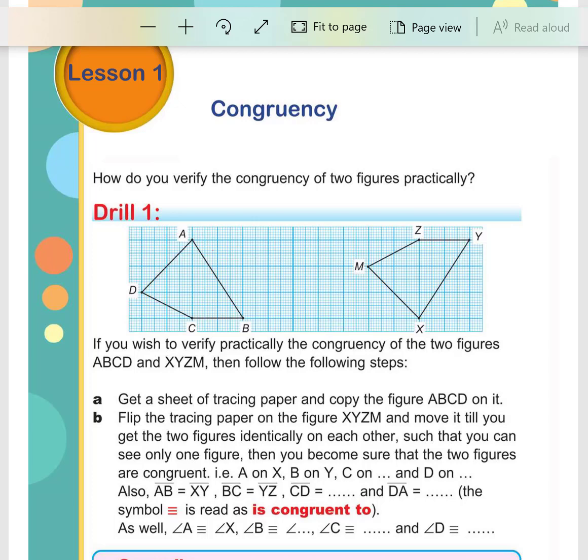Dear students, our lesson today is called congruency. Look at drill one.